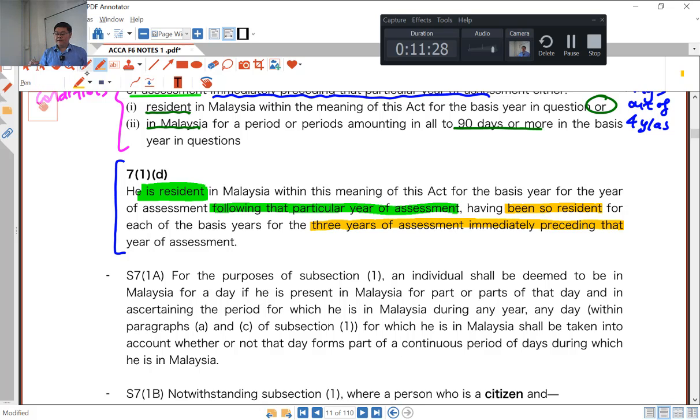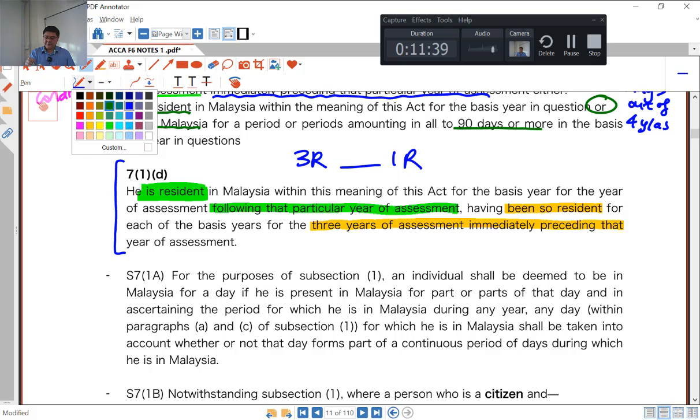So I usually just tell students, just remember the pattern of 3R and 1R. You're here. That's where you are. And you look at the 3 years before, you must be a resident.